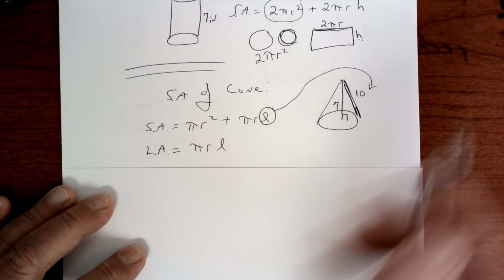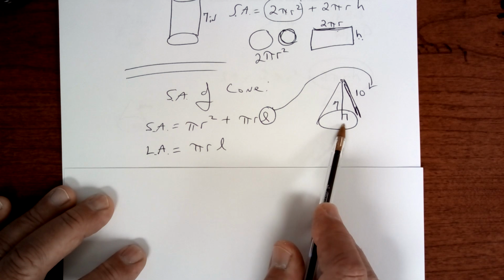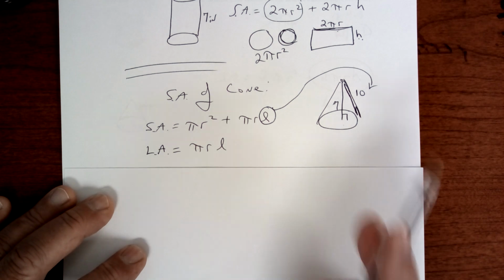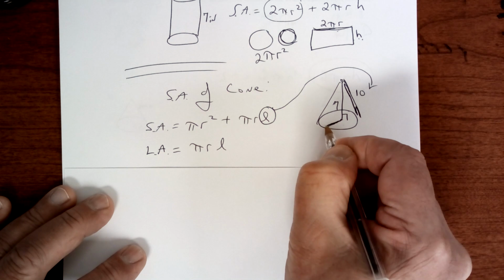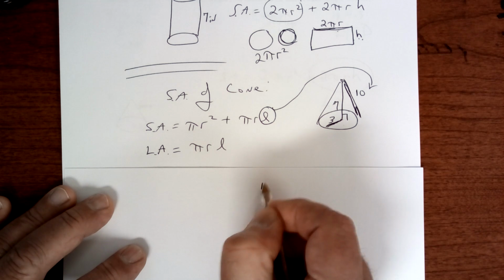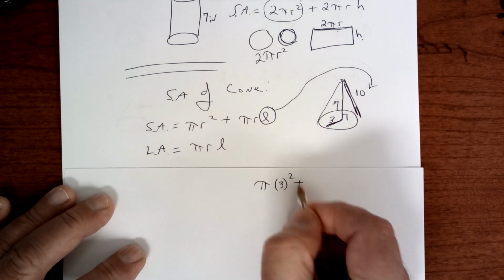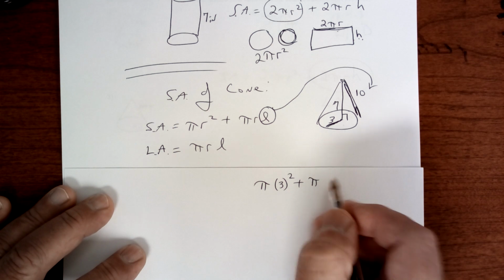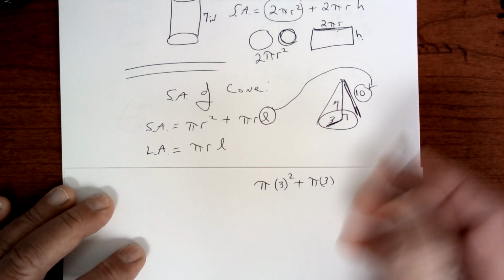Okay? So to find the total surface area, you're going to do the bottom, which is a circle, so it's pi radius squared. We need a radius on here. So let's make this one 3. So it's pi radius squared plus pi times the radius times the slant height, which is 10.